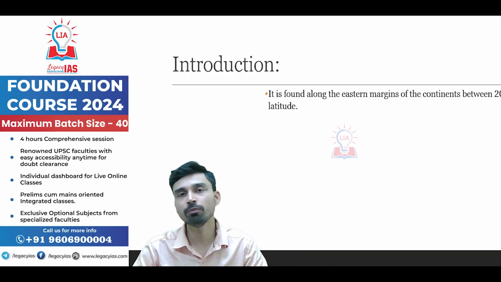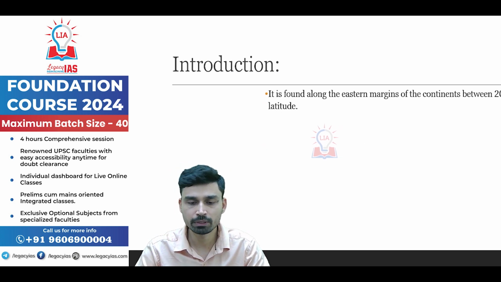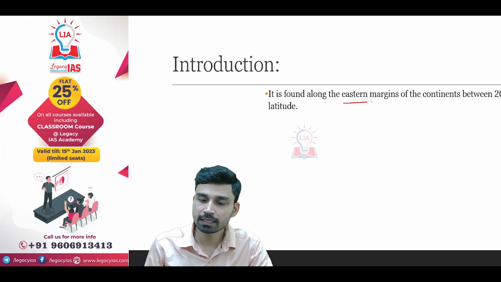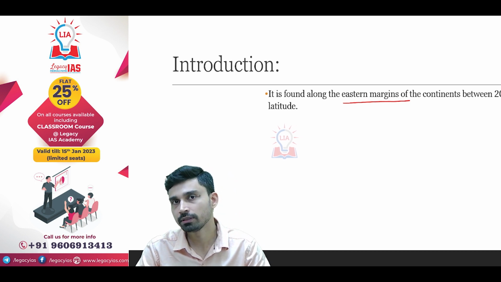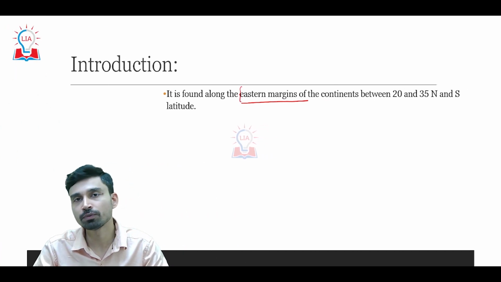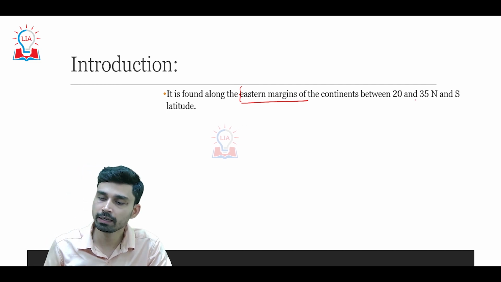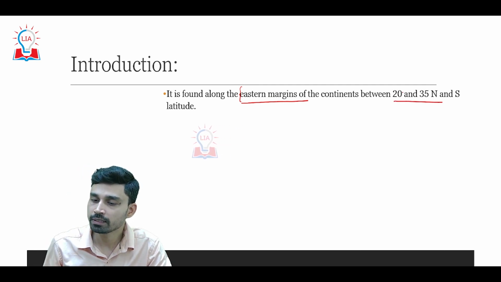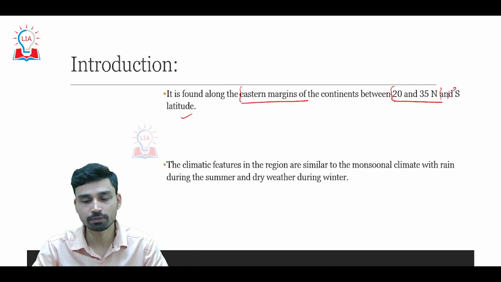So first of all, to give you a brief idea about this particular kind of climate, as far as the location is concerned, this climatic region develops on the eastern margins of the continent, the eastern part of the continent. In terms of latitude, this kind of climate develops between 20 to 35 degrees north and 20 to 35 degrees south of latitude.